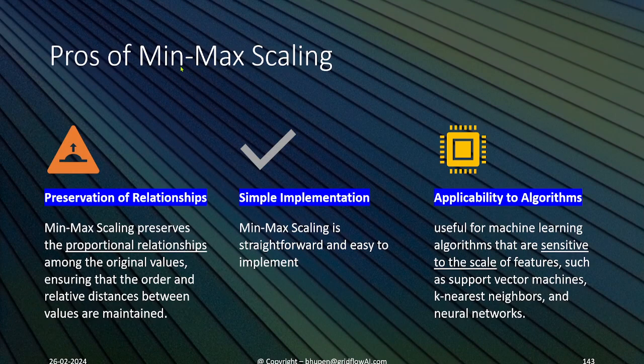So what are the advantages of min-max scaling? It preserves the relationship. The proportional relationship among the original values is retained in the transformed values. It's quite simple to implement. Applicability to algorithms: it is very useful for models which are impacted by distance, magnitude, and the scale of the values. For example, support vector machines, nearest neighbor based algorithms, and definitely neural networks.